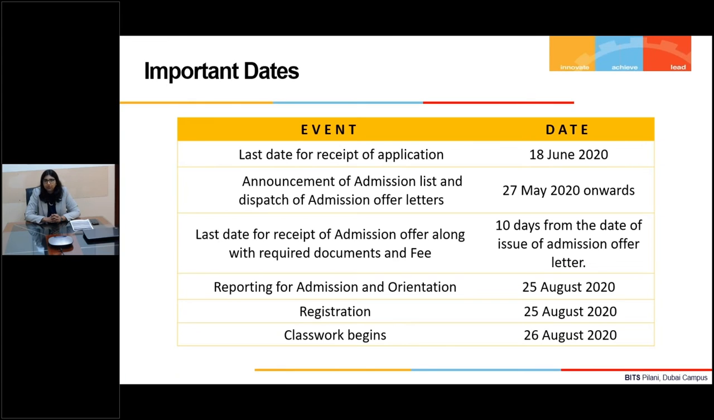The announcement of the admission list will be done by us from 27th May 2020 onwards. Just in case your results have not come in by then, we're also looking at the possibility of announcing provisional admissions. The last date for acceptance of your admission offer will be 10 days from the date of issue of the admission offer letter. This year, our classes are scheduled to start from the 26th August, with orientation and registration scheduled for the 25th August 2020. Hopefully, we will stick to these dates, but we will keep updating you as and when you get your results.